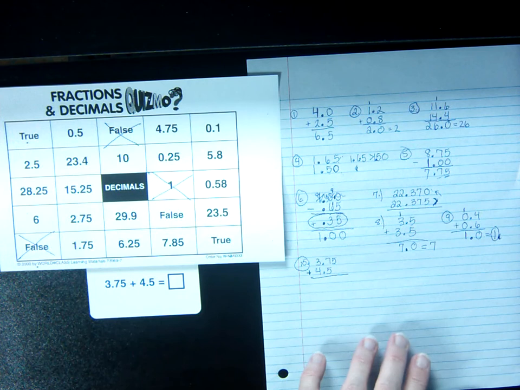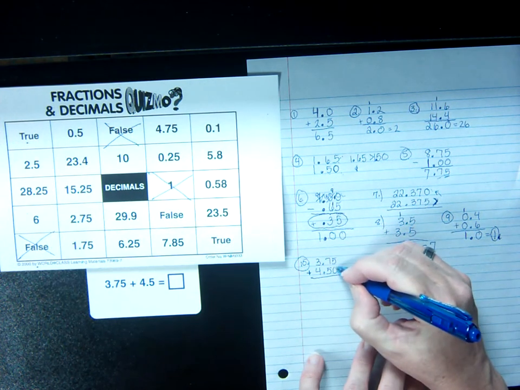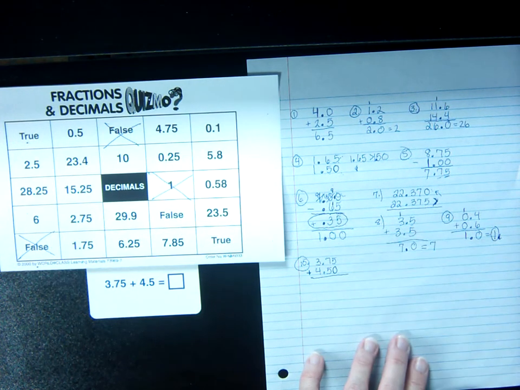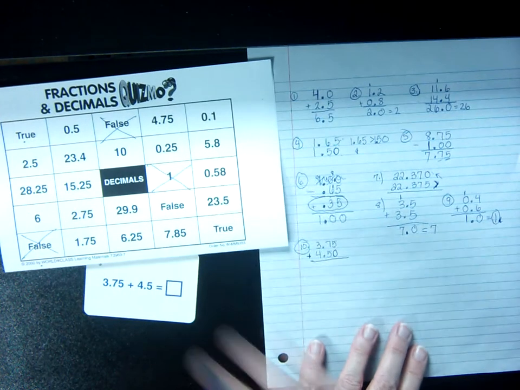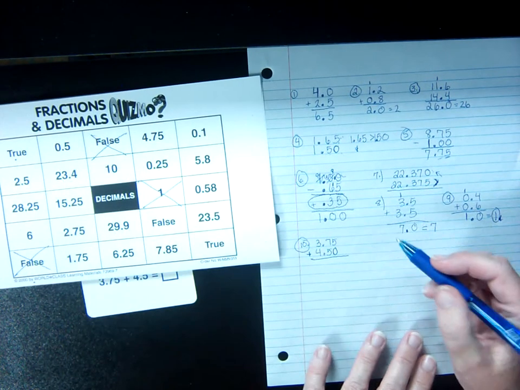I'm going to go ahead and put in a filler 0 because I like to have my decimals the same number of places past the decimal. It just makes them look so much nicer. And now I'm going to add straight down.